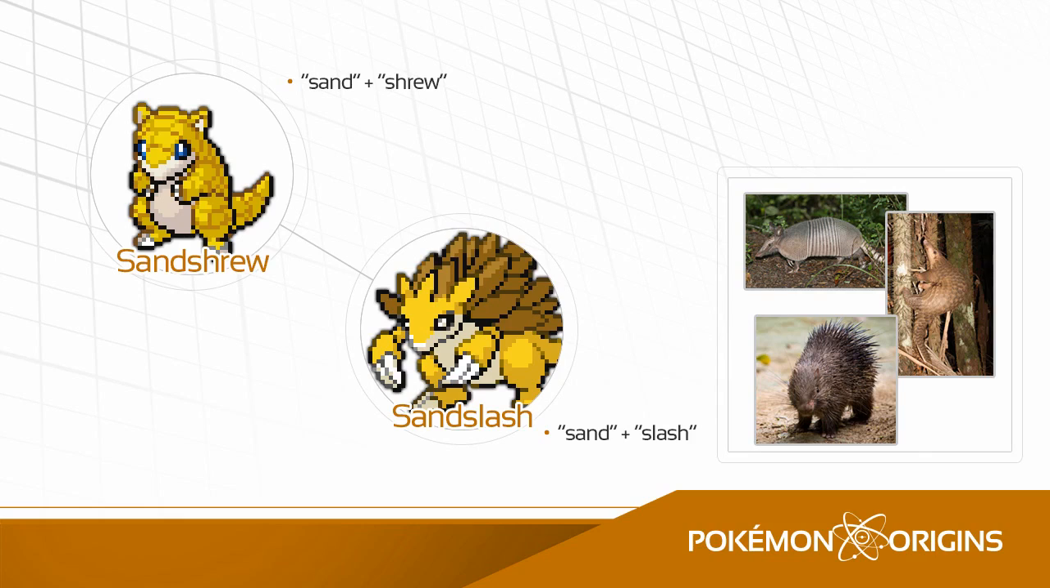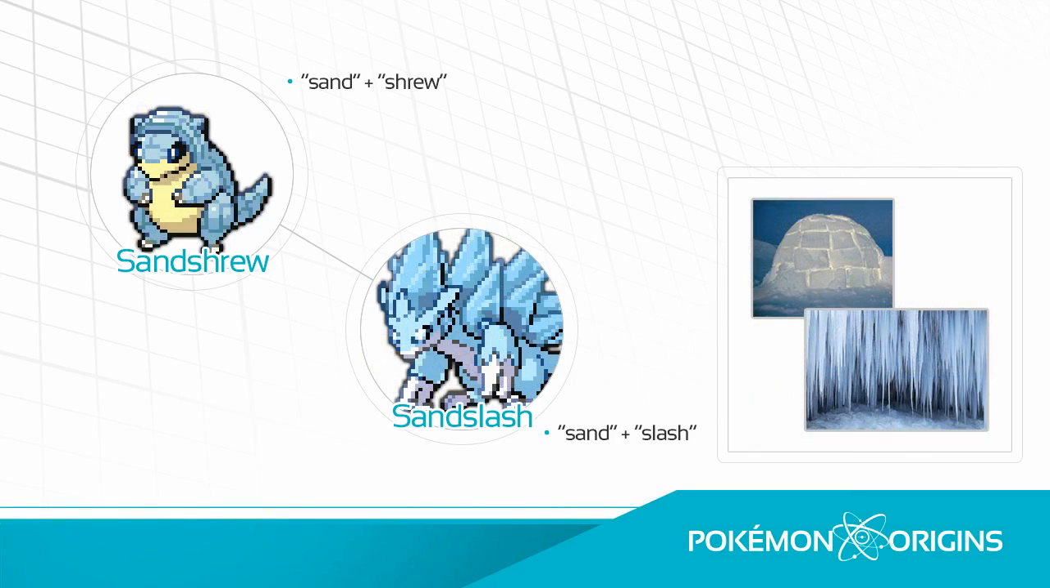But in terms of Sandslash, you move on more to hedgehogs and porcupines and stuff like that with the spikes. Of course, we also have the Alolan versions of these two Pokemon with the nice ice typing, basically being based on an igloo and icicles rather than actual animals. So more of an icy theme there.